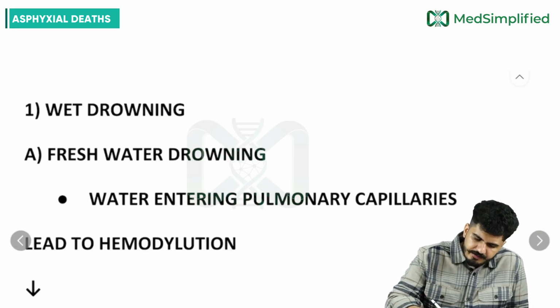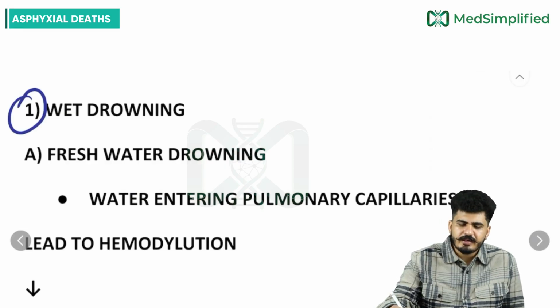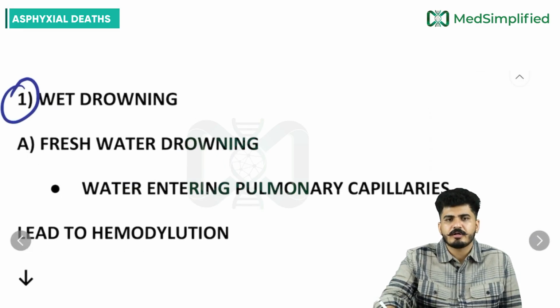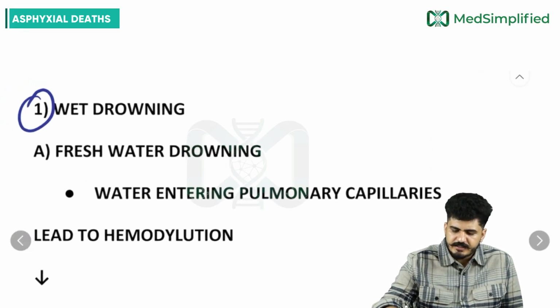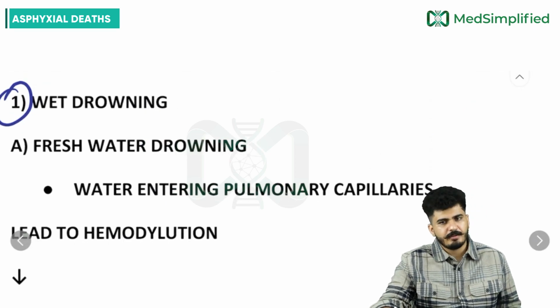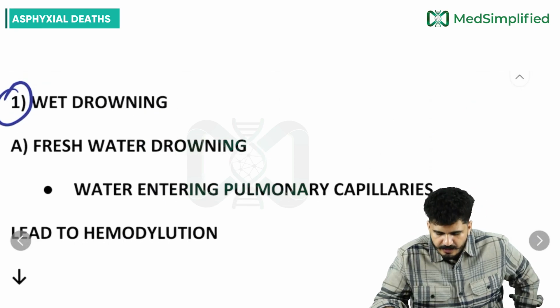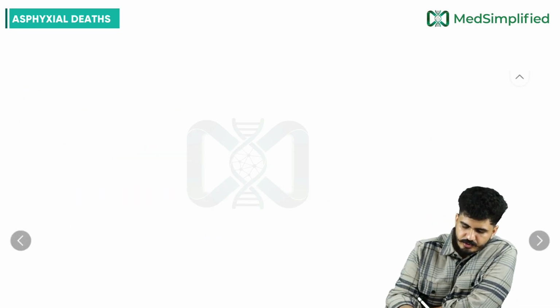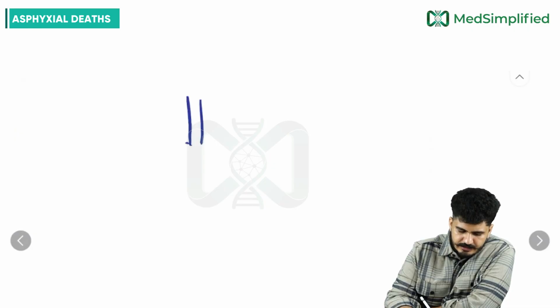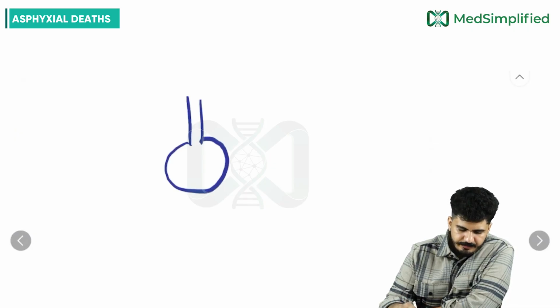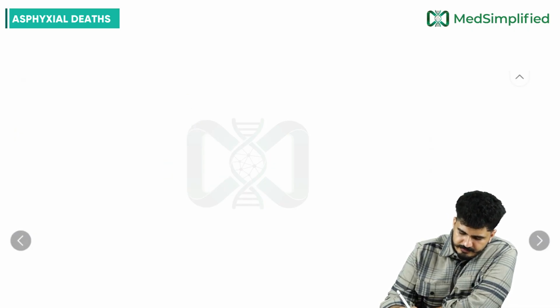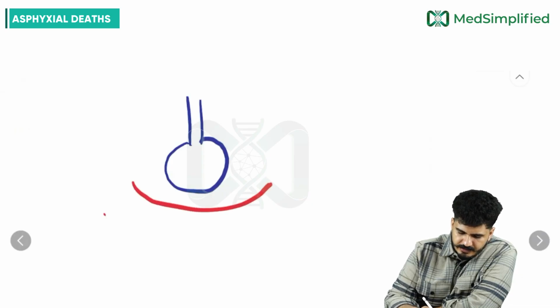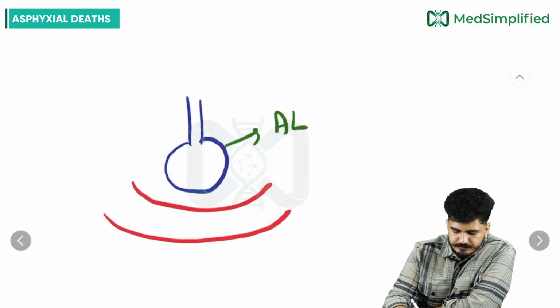So first we have wet drowning. Wet drowning, number 1 topic is freshwater drowning. Now water is entering the pulmonary capillaries. Where is the water entering, sir? Pulmonary capillaries, it is happening. How is it happening, sir? Let me just show you with the help of a diagram. Sir, this one is your alveoli. And just near the alveoli, you have the pulmonary capillaries like this. And this is the alveoli. This is pulmonary.